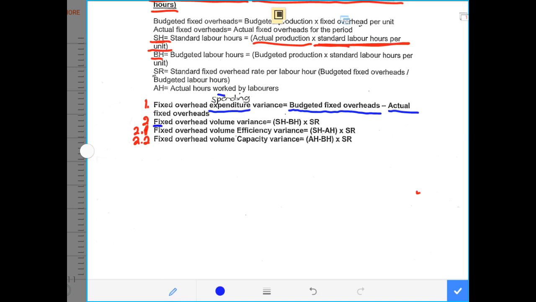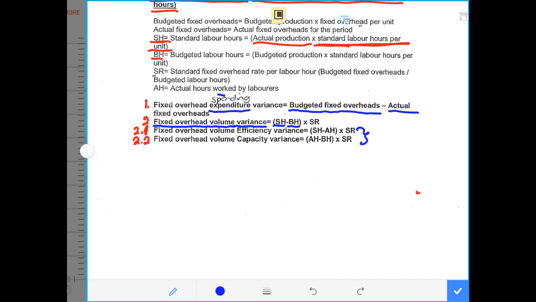Then we have the fixed overhead volume variance. That will be standard hours minus budgeted hours times the standard rate. And remember that the standard rate is the standard rate per labor hour, not standard rate per unit. The standard rate is per labor hour because our fixed overhead is based on labor hours. Then we will have two other variances, and these two variances are the sub-variances of this previous variance. That means the net of these two variances will give you the previous variance.